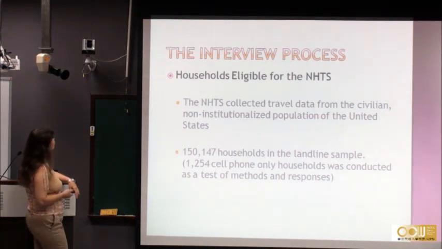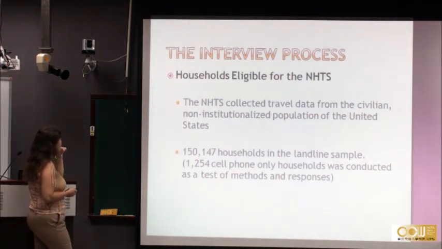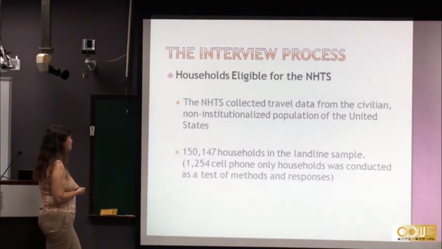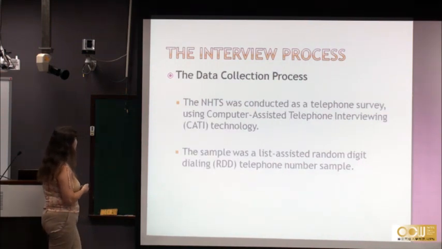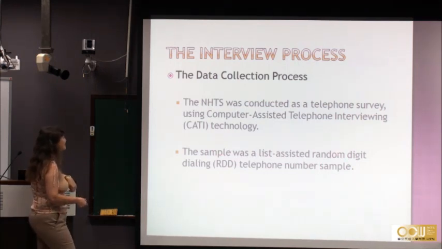What's behind the data set? All civilian, non-institutionalized population in the United States are eligible for travel data collection. As I said, all these were interviewed, of which 1,254 with cell phone. Okay, so NHTS is still conducted mainly as a telephone survey interview using computer assisted telephone technology, so they are using CATI. And the sample was extracted as a random digit dialing telephone number sample.